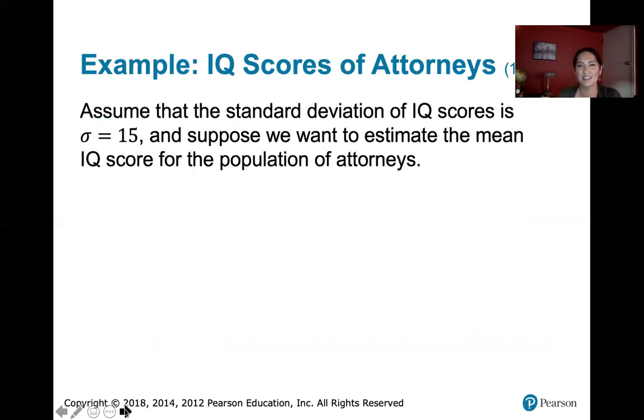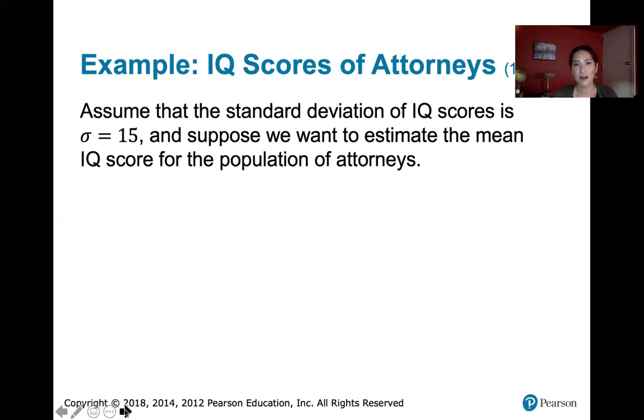Okay, so let's look at an example. It says, assume that the standard deviation of IQ scores is sigma equals 15. And suppose we want to estimate the mean IQ score for the population of attorneys. Now, it turns out that the population standard deviation for IQ scores for the general population is 15. But if we're talking about IQ scores for attorneys, chances are, because they're all attorneys, the variation is going to be less. So that standard deviation of 15 is probably very conservative. It's an overestimate of how much variation there would be in the IQ scores of attorneys.